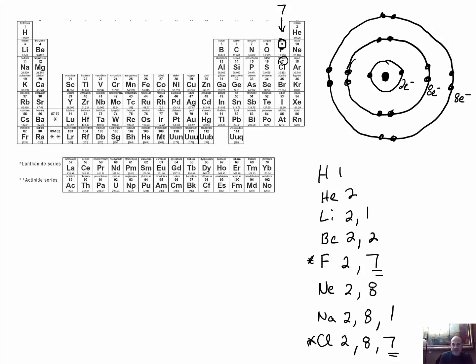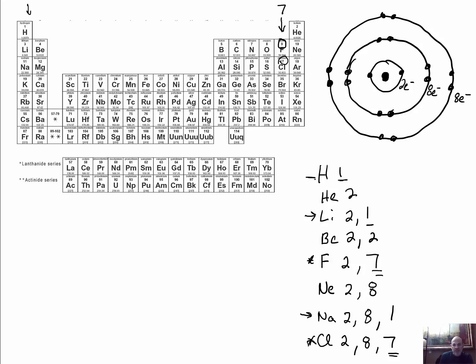We can verify this pattern of column being related to the number of valence electrons by going back and looking at all of those in the first column. Now, hydrogen only has 1 electron, and that means its outermost shell has only 1. The next element is lithium, and lithium has just 1 in its outermost shell. And then we did sodium over here.